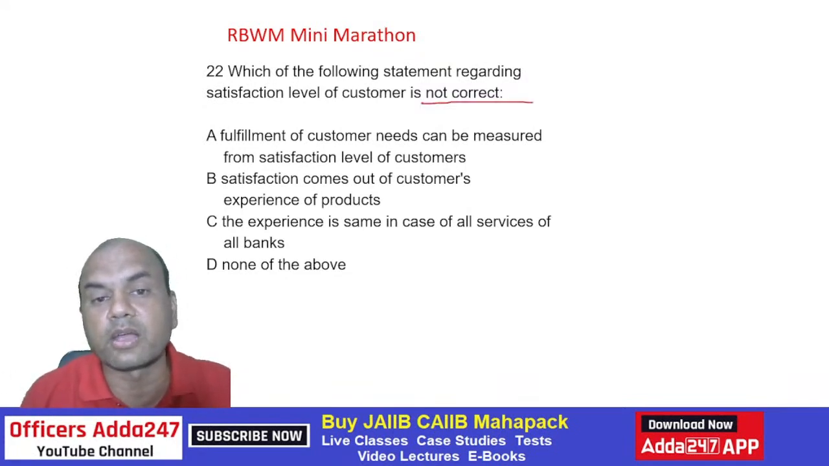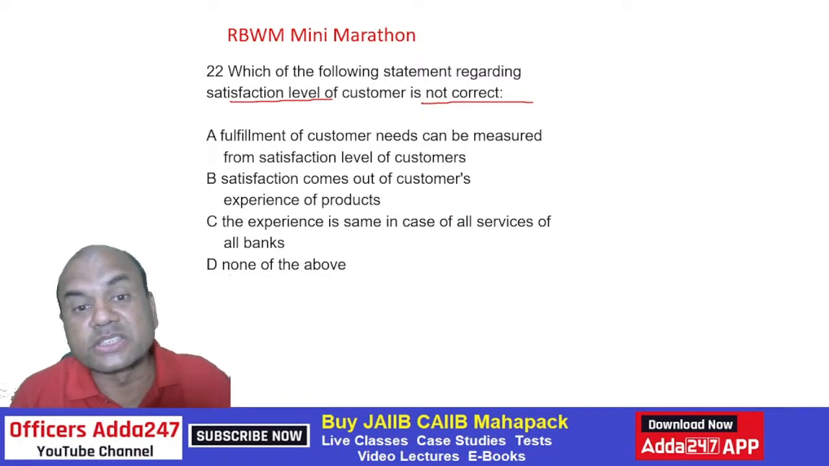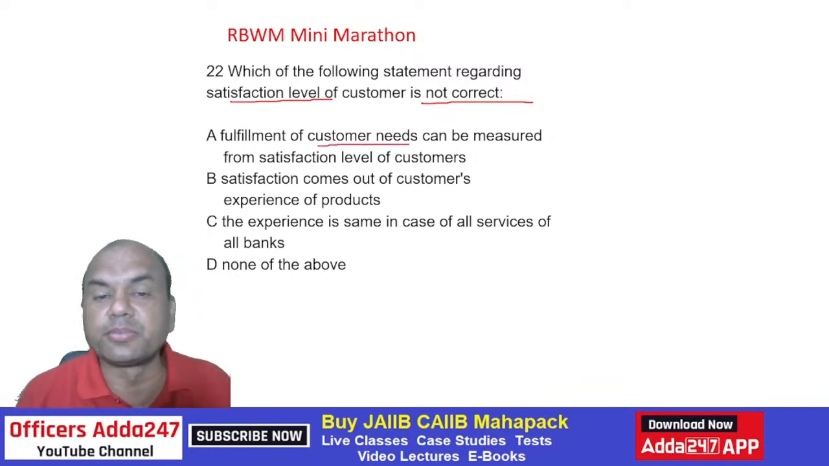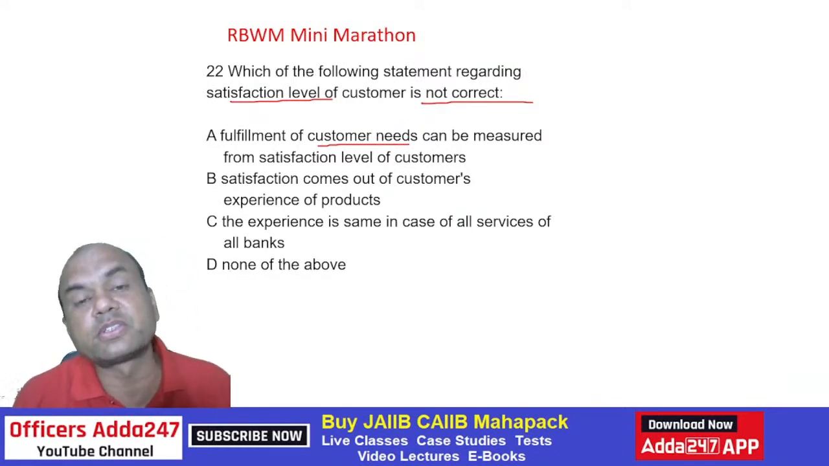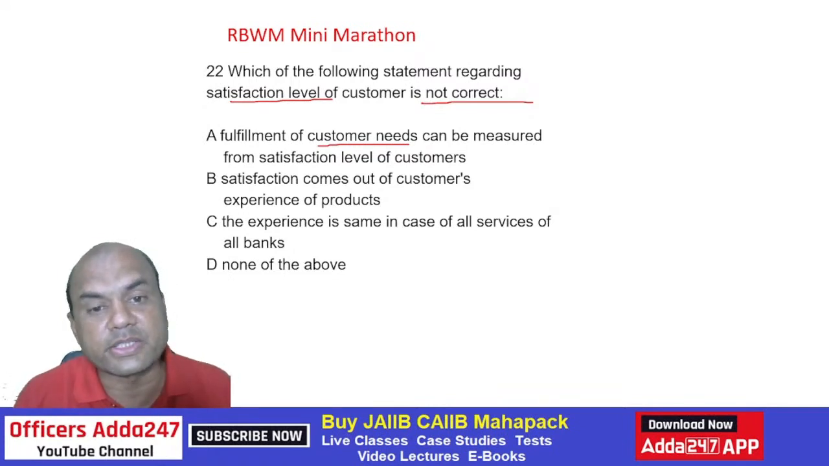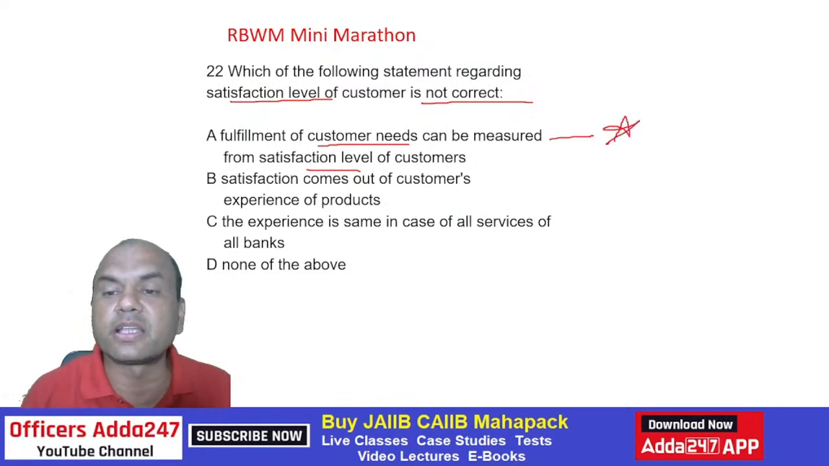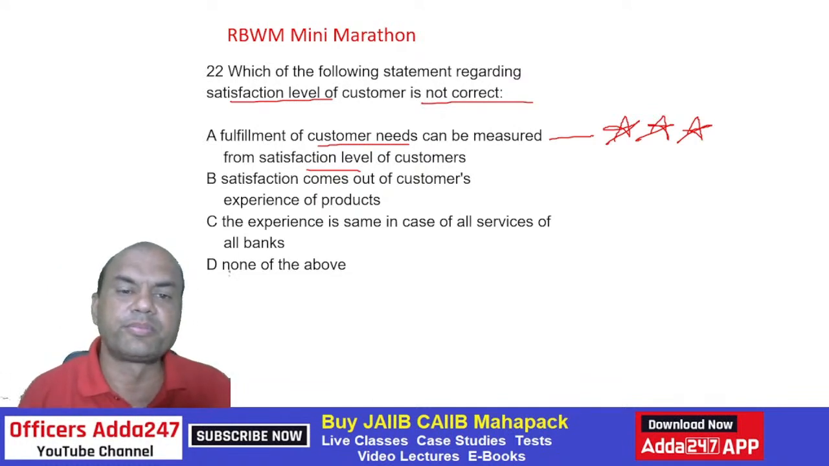Which of the following statements regarding the satisfaction level of the customer is not correct? Fulfillment of the customer needs can be measured through the satisfaction level of the customers. Whether I have come to the branch and whether I am satisfied by your service or not, how will you know? From the satisfaction level. In online banking we generally take star ratings. Nowadays all the customers are online, so we give them 5-star, 3-star ratings. That is generally the satisfaction level.